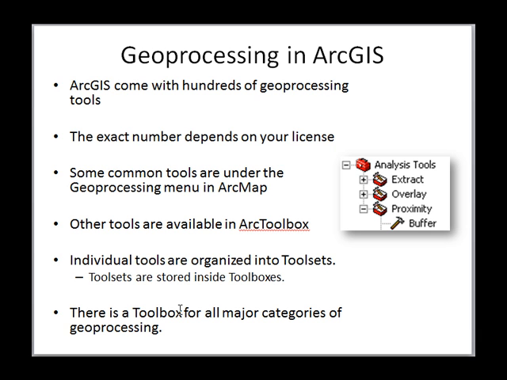Individual tools are organized into what we call tool sets, and tool sets are stored inside of toolboxes. There's a toolbox for all the major categories of geoprocessing: data extraction, proximity, overlay.